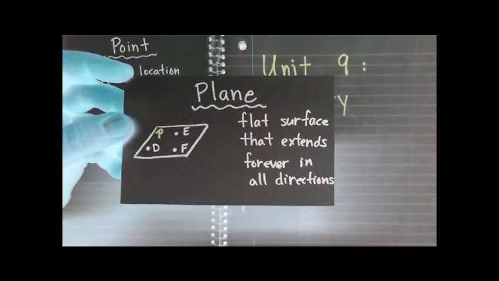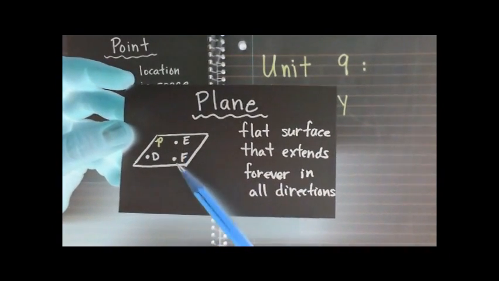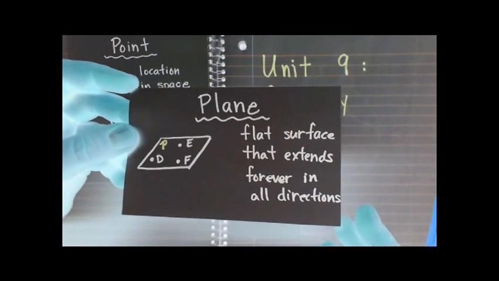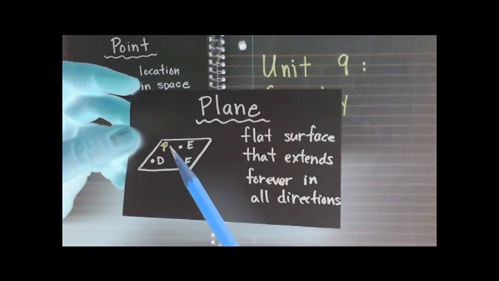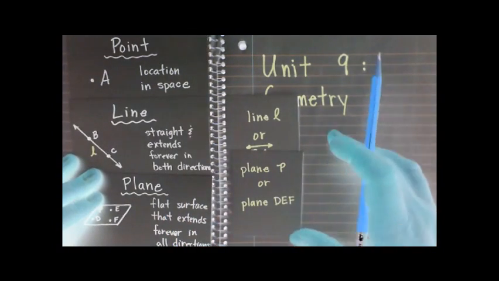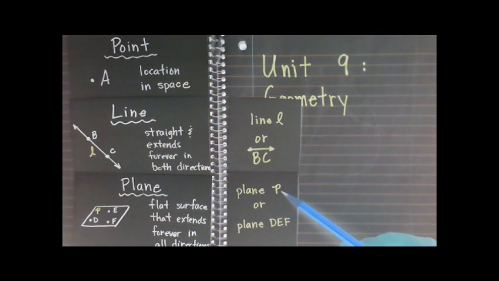Any 3 points that are on a plane, like D, E, and F, can be used to name that plane. Sometimes a plane may be designated by a letter like a cursive P. So we could name this plane as plane P or as plane DEF.